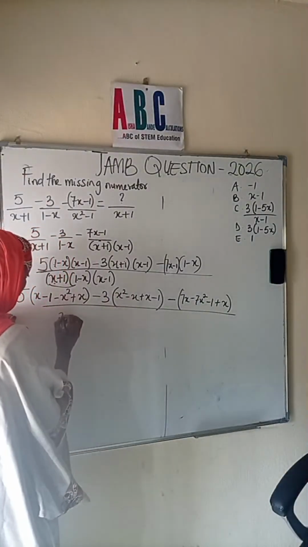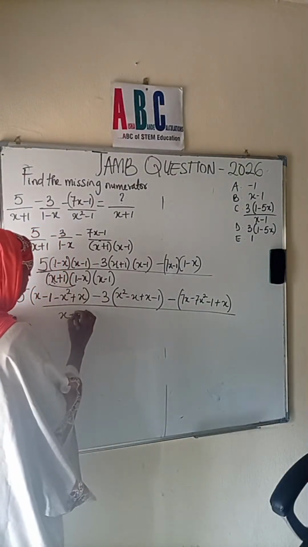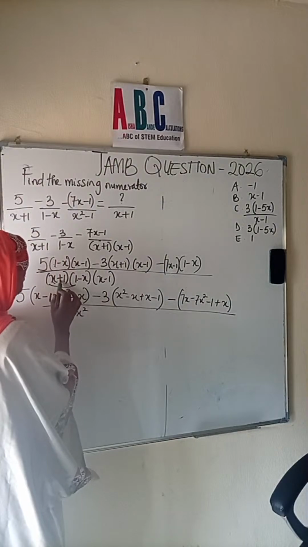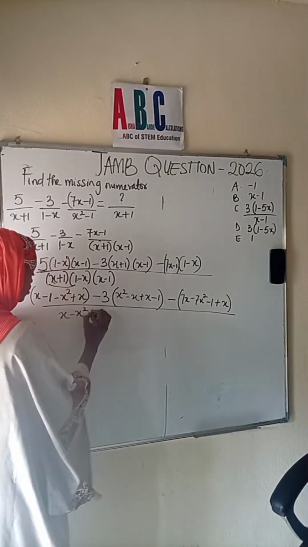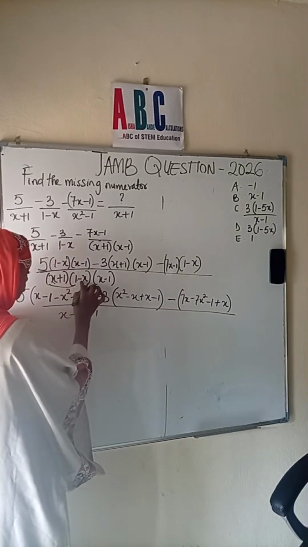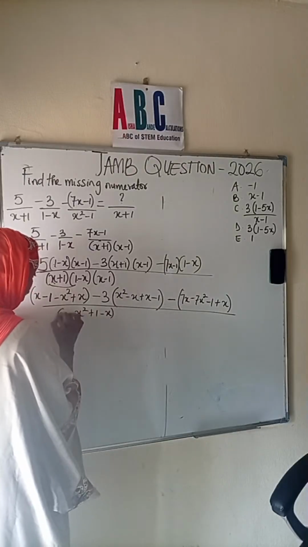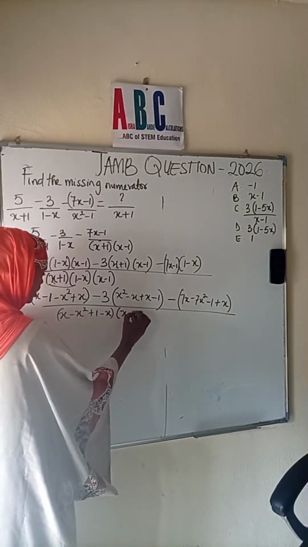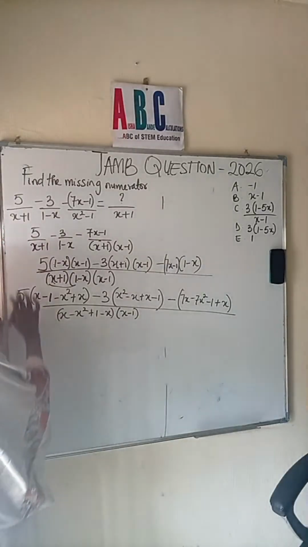x times 1 is x. x times minus x is minus x squared. Then 1 times 1 is 1. 1 times minus x is minus x. I've expanded this. Now we're going to expand by x minus 1. We'll come back to this. Now let's go back to the numerator.